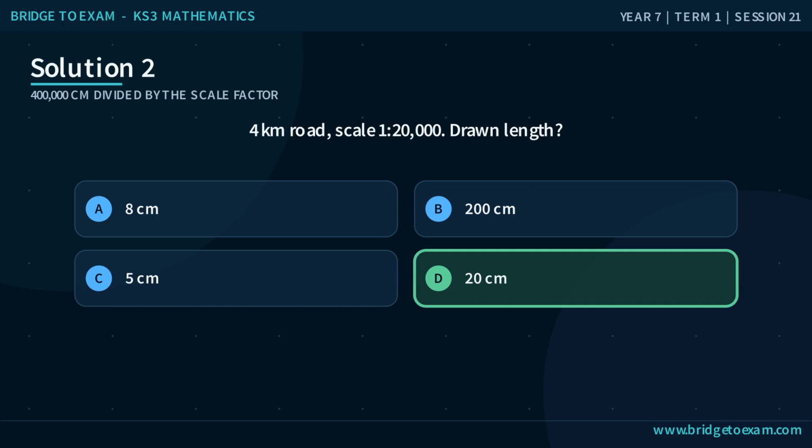Option D is correct. 20 centimeters. 4 kilometers is 400,000 centimeters. Dividing by the scale factor. 400,000 divided by 20,000 is 20 centimeters.